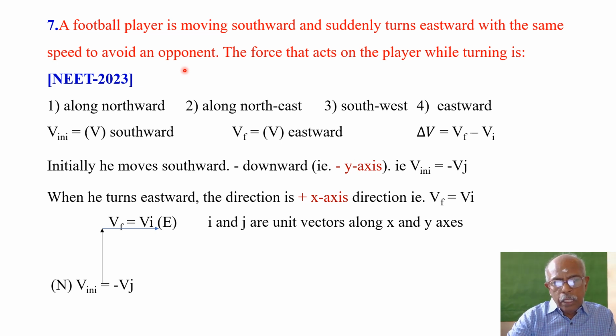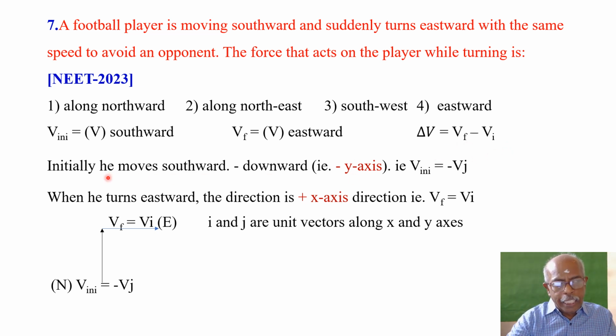Okay, so let us see how to solve the problem. A football player is playing in the ground, so he is moving southward. A fellow player from his rival team is seen by him. Immediately he changes his direction. So V initial, it means initial velocity, is equal to V southward. V final, that is final velocity, is V eastward. That has been given in the problem. So delta V, the change in velocity, is given by Vf minus Vi.